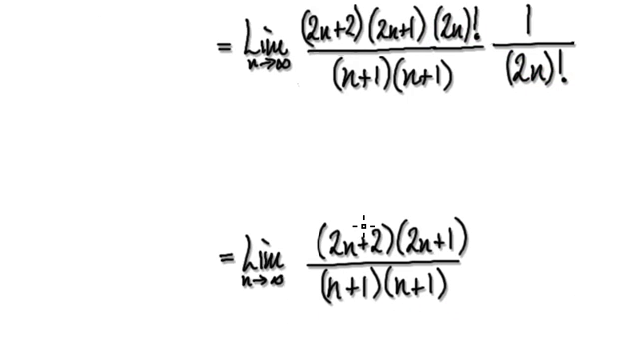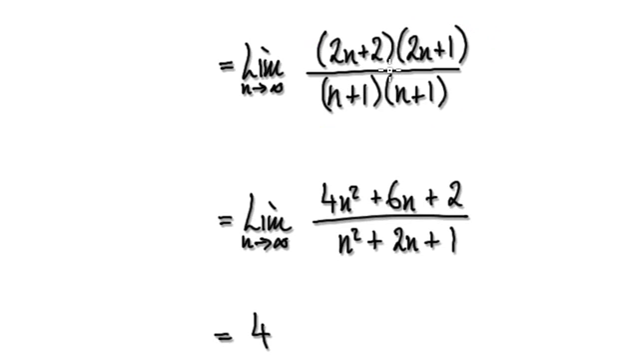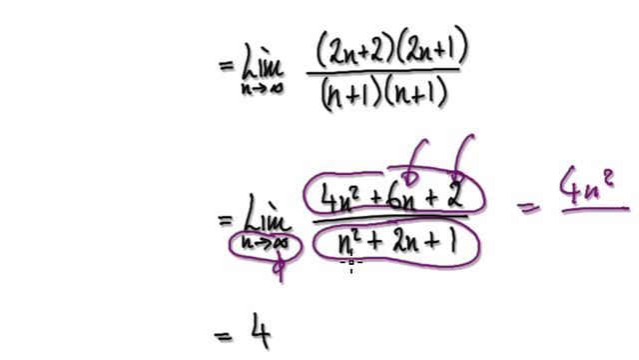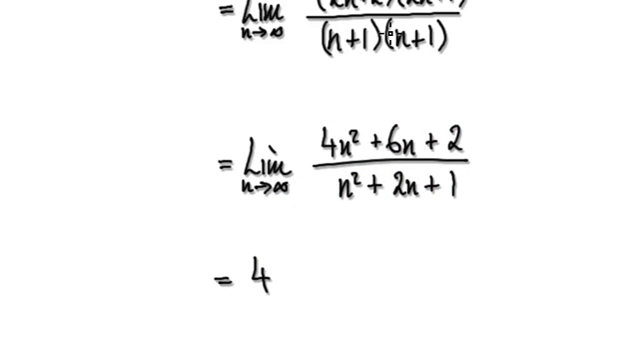giving you this. So now we are trying to find the limit of this whole thing here. Multiply this out, and that will give you this. As n heads towards infinity, the numerator will just act as 4n squared, because this is going to be insignificant. The denominator, as n heads towards infinity, will just be n squared, because this is insignificant. So the limit will be 4.